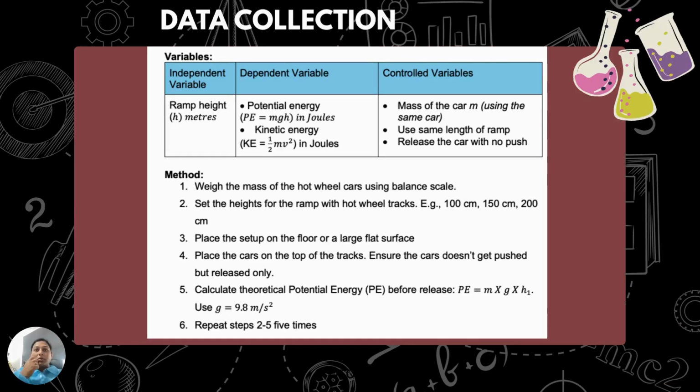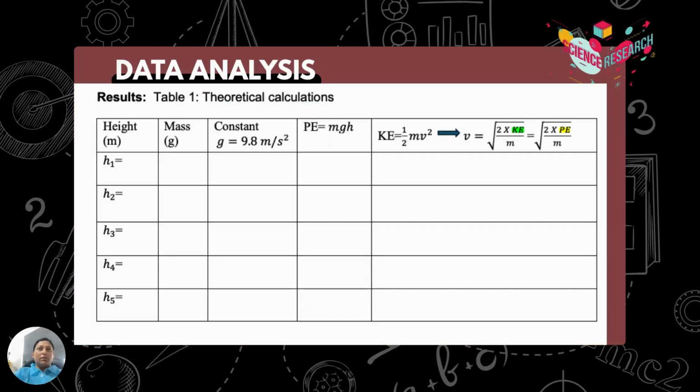Next, for our data collection, before you proceed, you need to understand what your independent, dependent and control variables are. Your independent variable is the mass of the car. Your controlled variables: I am controlling the height, and I'm not using any additional force to push. And your dependent variables are going to be the potential energy, the kinetic energy, and the angle of inclination or the ramp angle. So for the first table, once you measure the mass of the car, this is going to be the same. This is independent, and this is our gravitational constant.